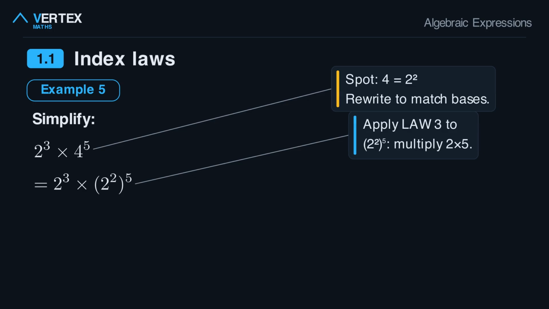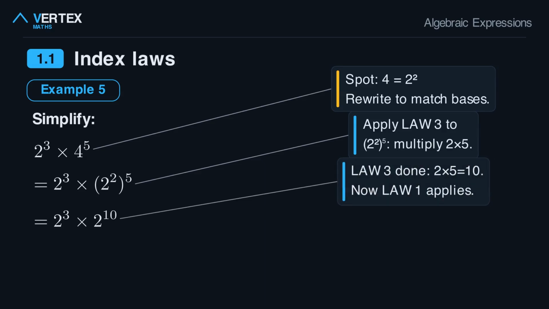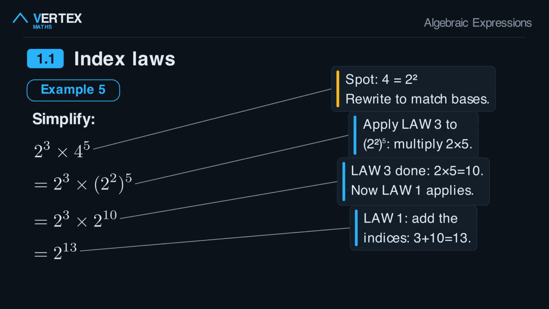The second term now has a power raised to another power, which is exactly what law 3 handles. Using law 3 then on the second term, multiply 2 times 5 to get 10. So now we have 2 squared to the 5th becoming 2 to the 10th. Now both terms have base 2, and we can use law 1 directly. Now that we can add the indices directly, we get 3 plus 10, which equals 13. Our final answer is then 2 to the power of 13.